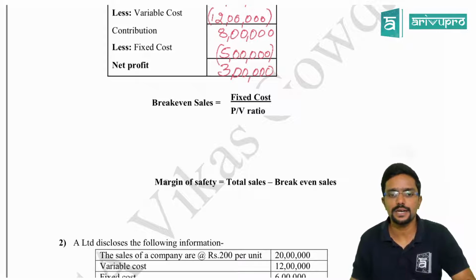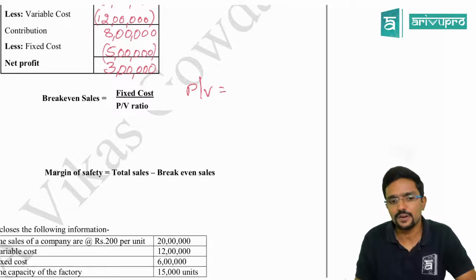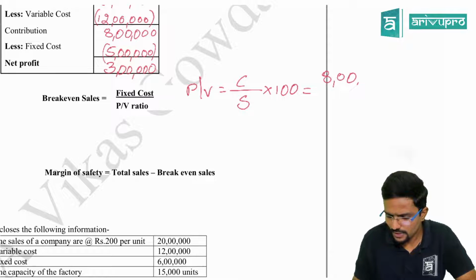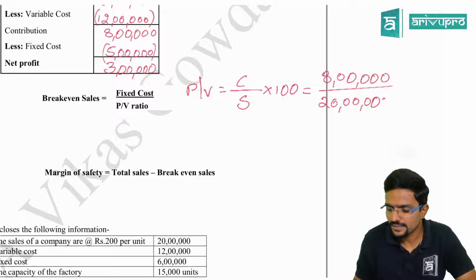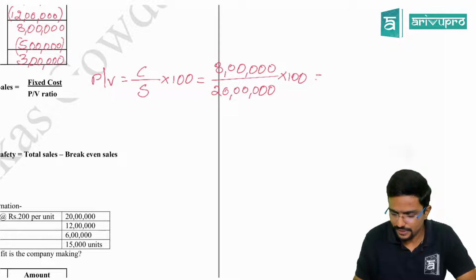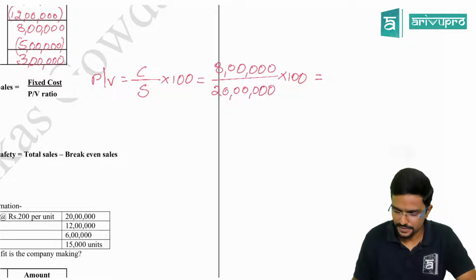Okay, so before calculating this, I have to calculate something called PV ratio, which I require. What is the formula for PV ratio? Contribution by sales into 100, which is equal to, contribution is 8 lakh. You can also simplify it as 8 lakh divided by 20 lakh, so you can also do 8 by 20. You will get the same answer, into 100. So 8 by 20 into 100, 40%. So 40% is my PV ratio.